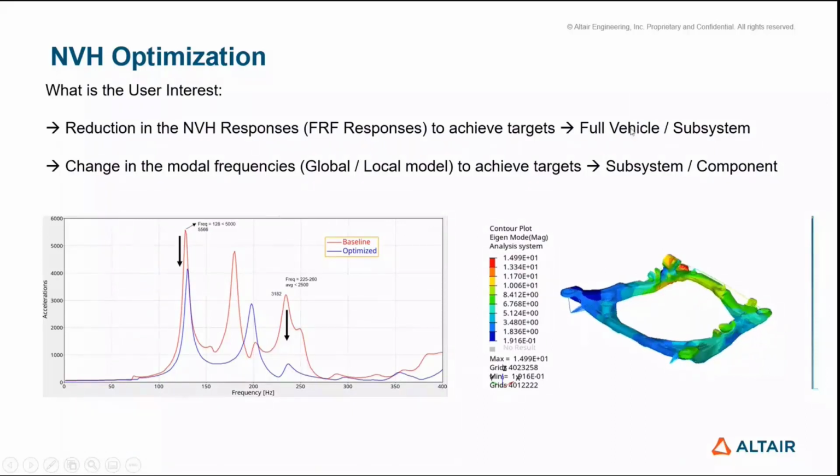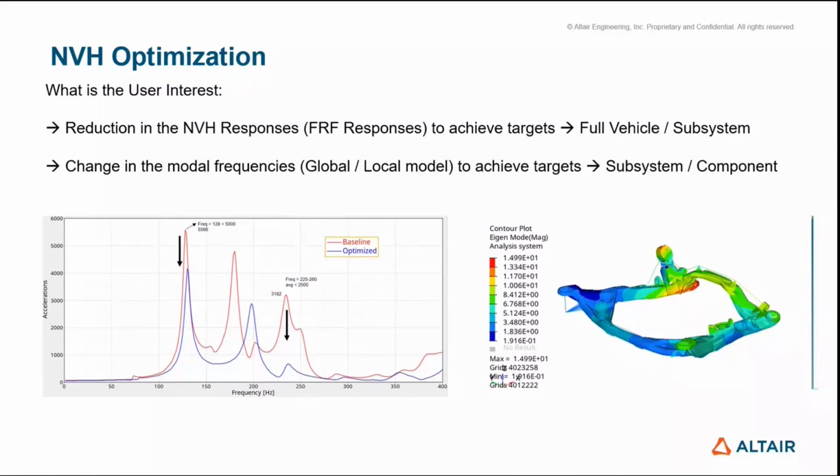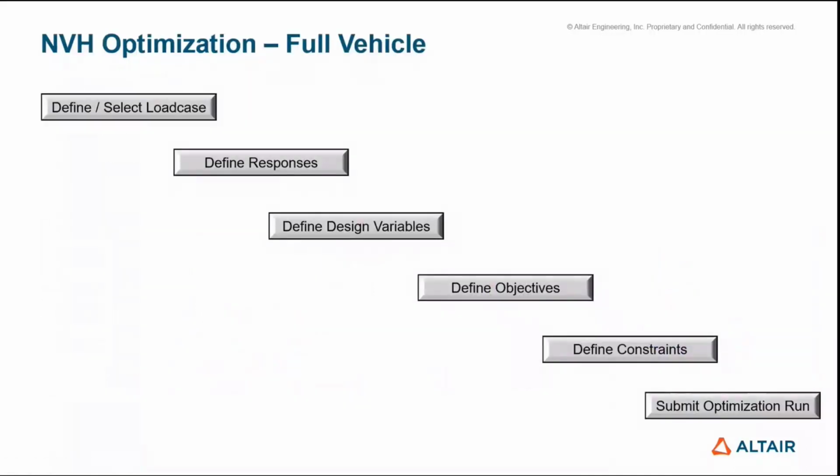The second interest is to change the modal frequencies, like the local mode frequencies and global mode frequencies, to achieve the targets, and this can also happen at subsystem and component levels. This slide shows the overall workflow for setting up the optimization problem at a full vehicle level.